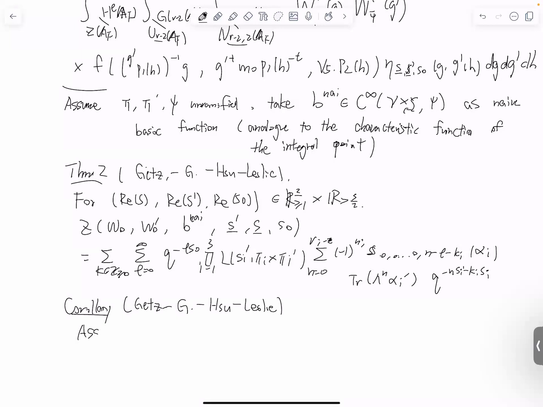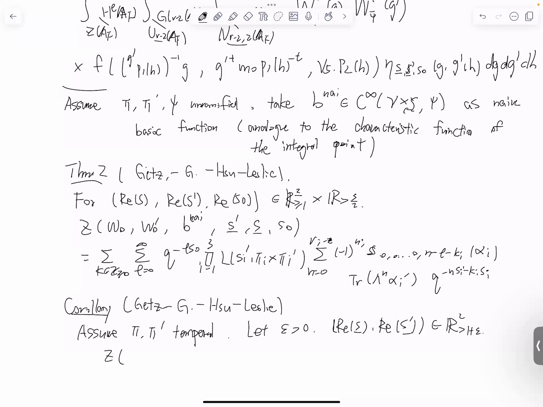So assume pi prime are tempered, and that epsilon is greater than 0. This is not a group E, this is some arbitrary small thing. And S prime satisfies some condition greater than 1 plus epsilon. Let's say W prime be naive, maybe.